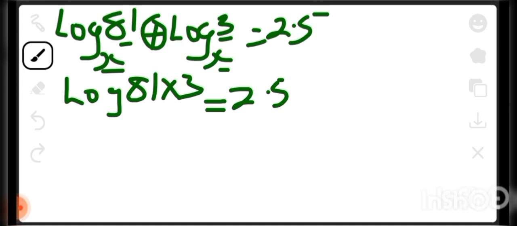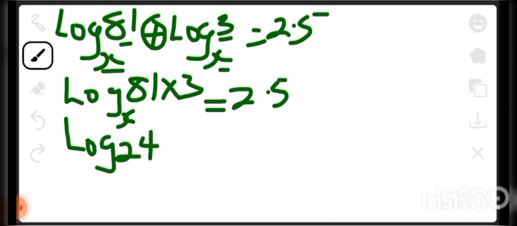So what is 81 times 3? 81 is 3 raised to power 4, times 3 again, that will give us 3 raised to power 5. Or it can also be 243. Remember, the base is x. We're going to have log 243 to base x is equal to 2.5.